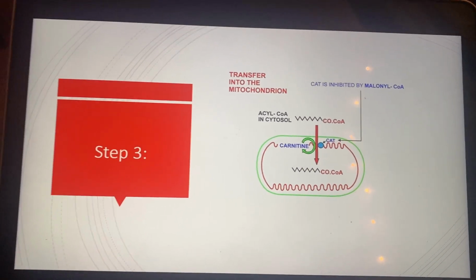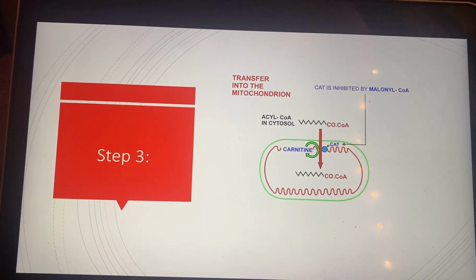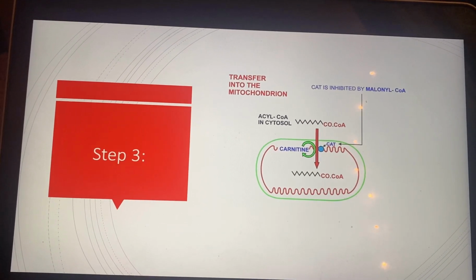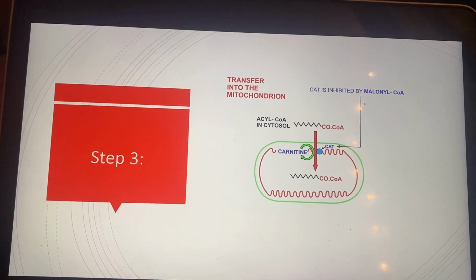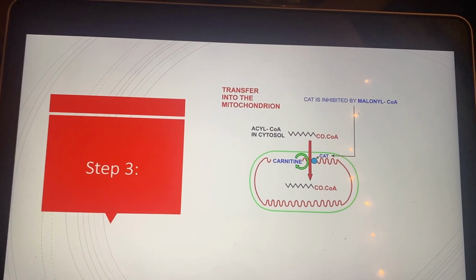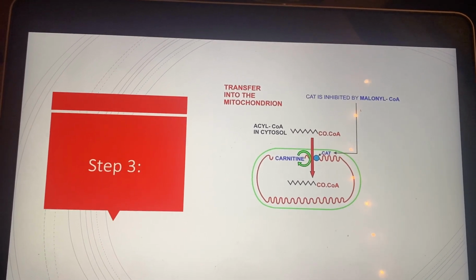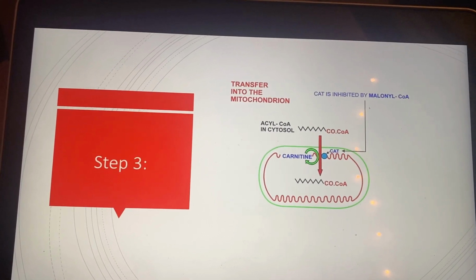Fatty acids must be activated before oxidation, and they utilize ATP in the presence of CoASH and acyl-CoA synthetase.